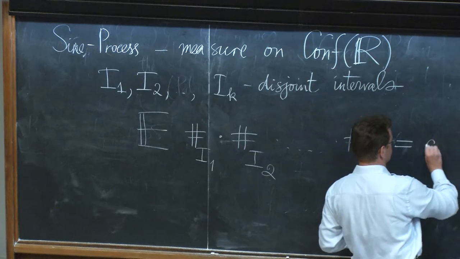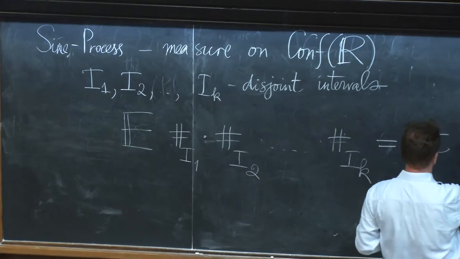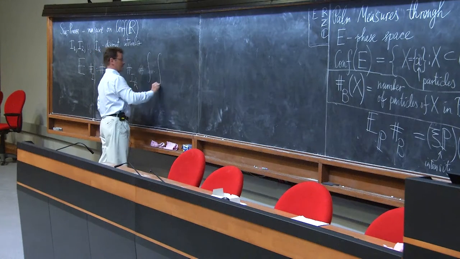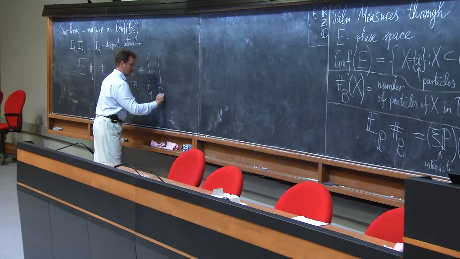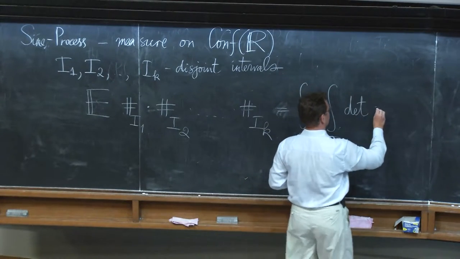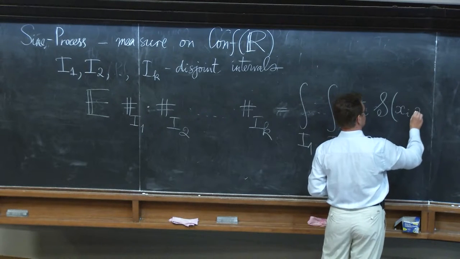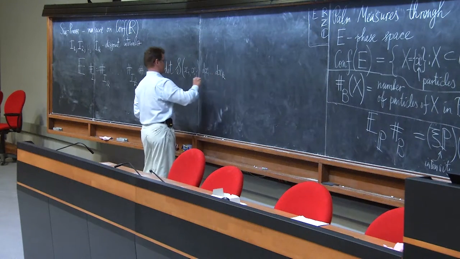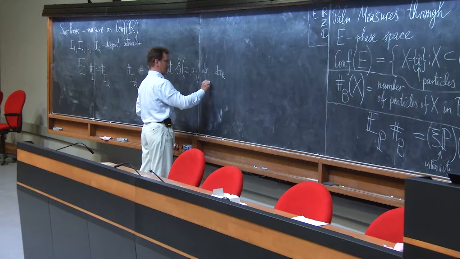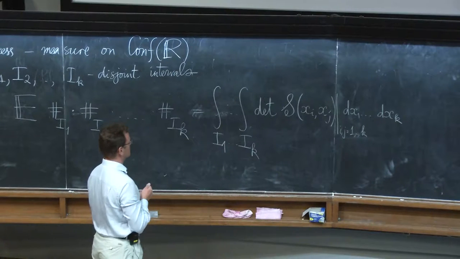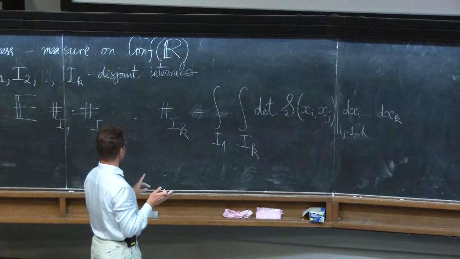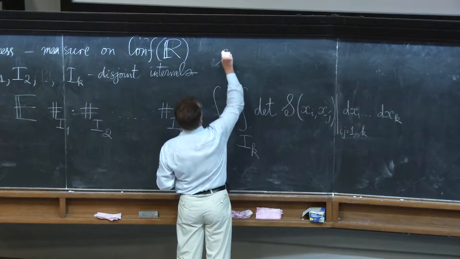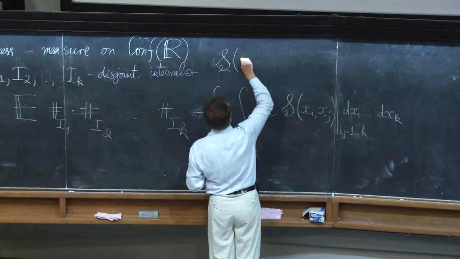And this is given by the determinant of what is called the sine kernel: the integral over I1, ..., Ik of the determinant S(xi, xj), i, j from 1 to k, dx1 ... dxk. So it only is necessary to explain what the sine kernel is. And in fact, the sine kernel is just this function.